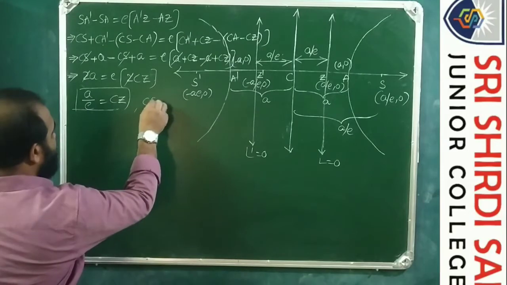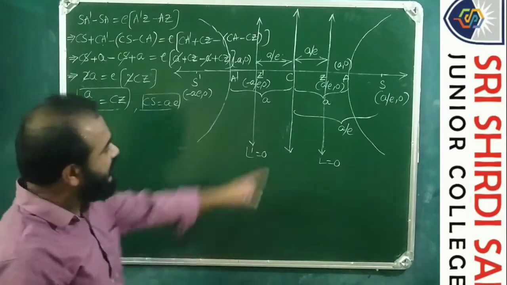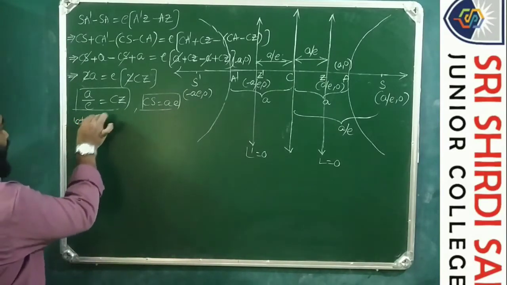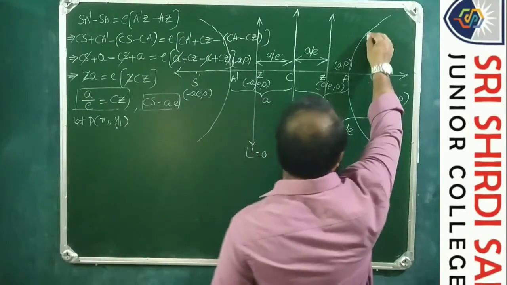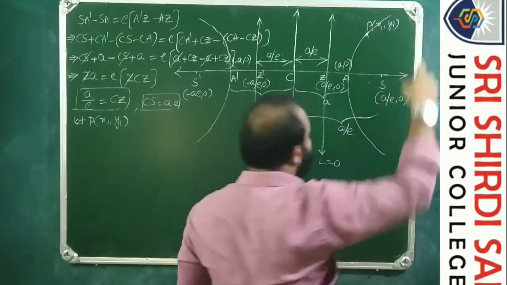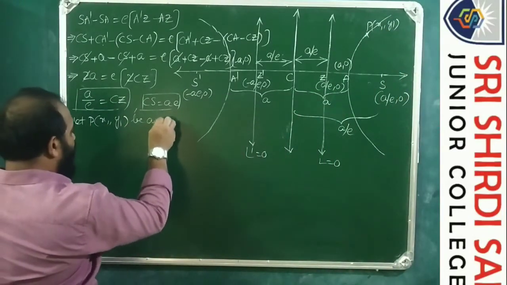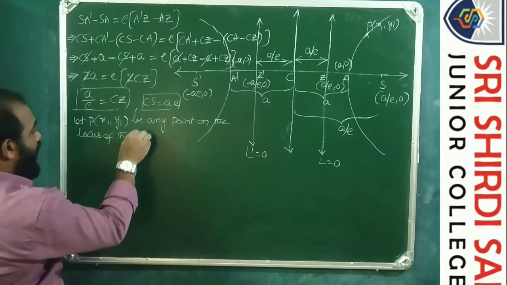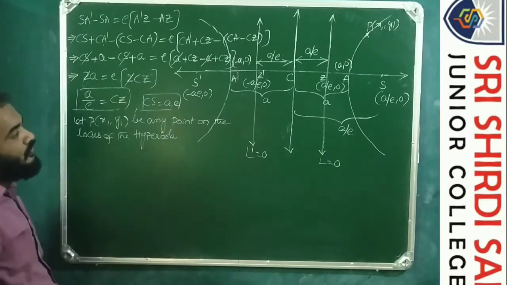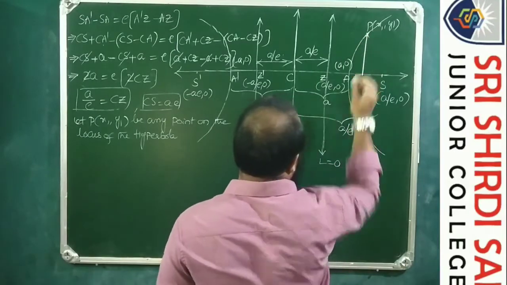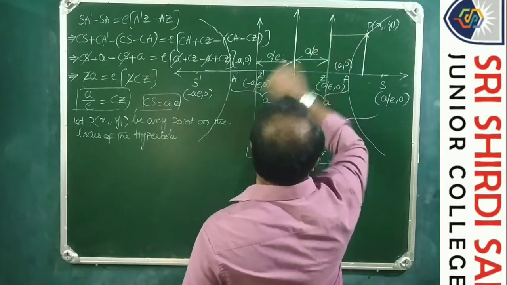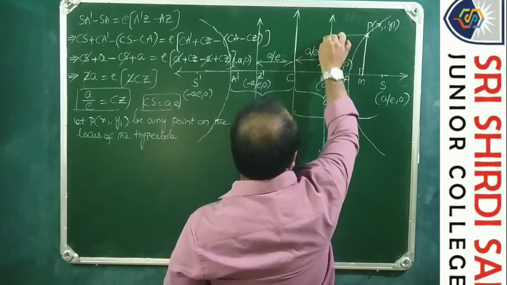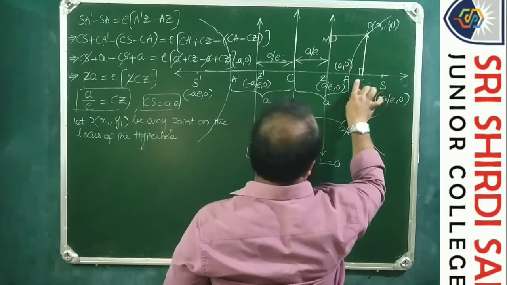So earlier we got CS is equal to AE, the distance between the center of the hyperbola to the focus. So CS equals AE. Let P x1 y1 be any point on the locus of the hyperbola. So now from P I draw a perpendicular onto the x-axis and from P I draw a perpendicular on the directrix L equals to 0. So this I call M and this is N.